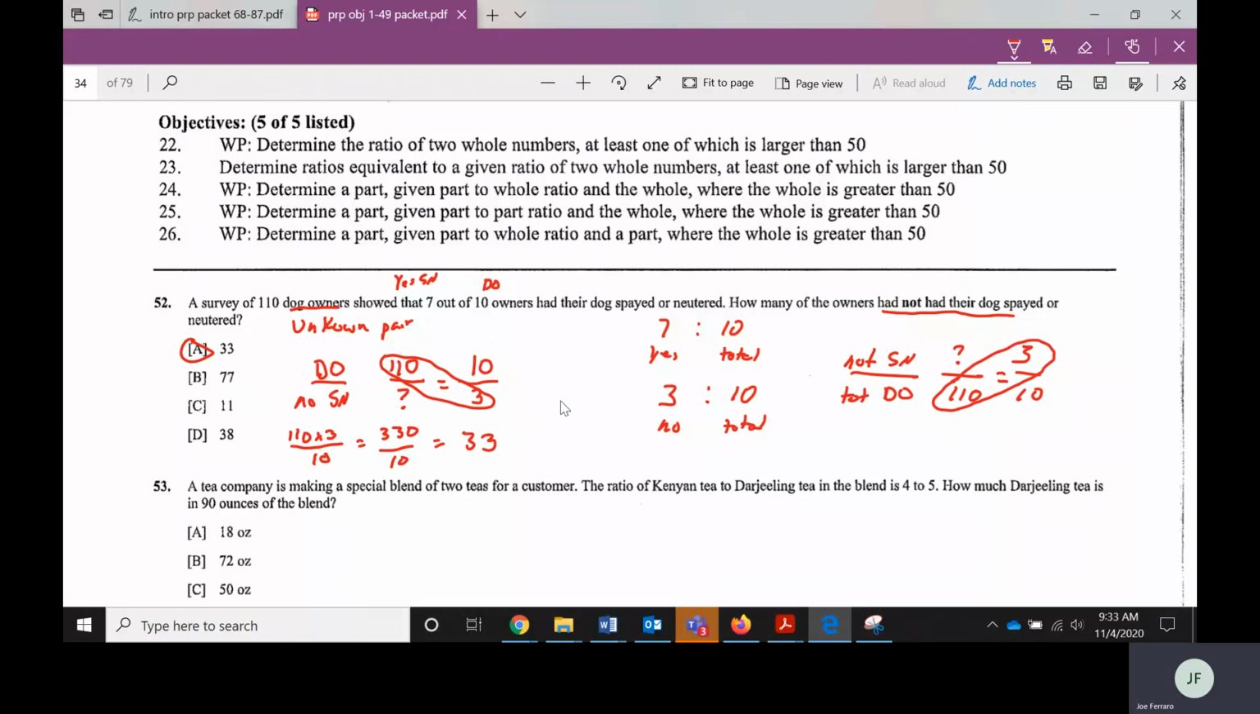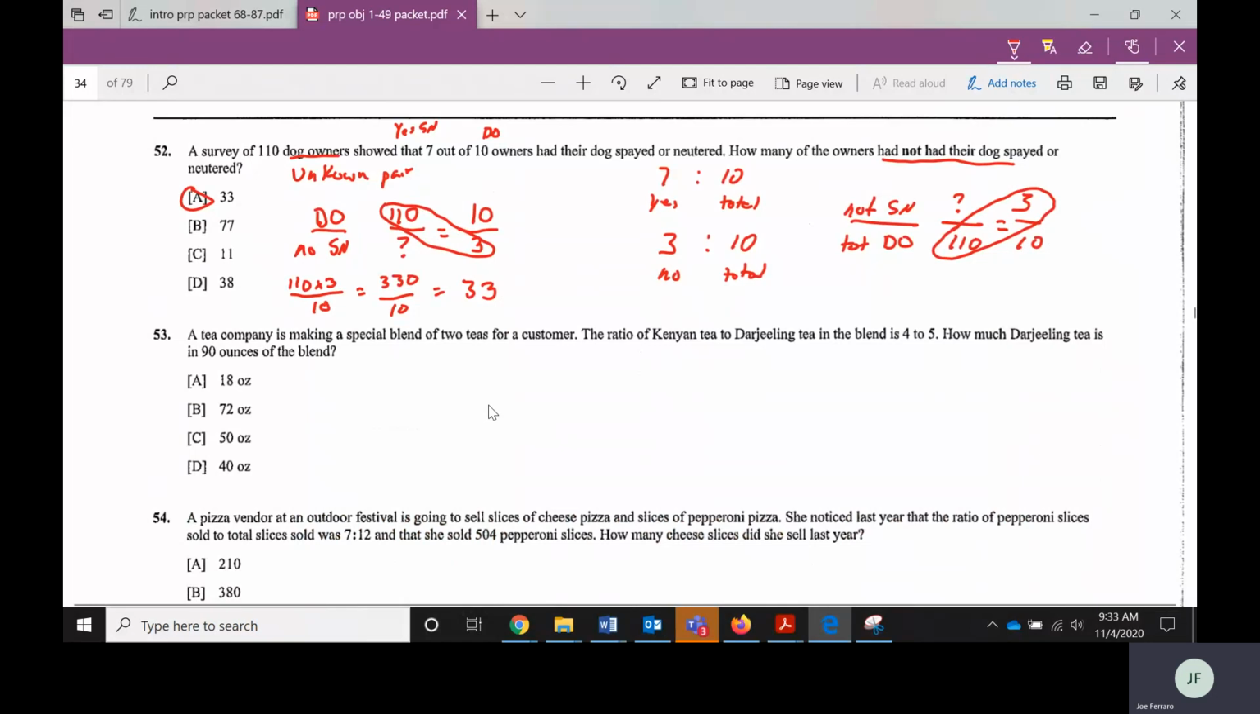Okay, so let's keep doing a couple different problems. Some of them will be similar, some of them will have a couple little differences in them. So I want to go over a few here just to make sure we cover all types. 53, a tea company is making a special blend of 2 teas for the customer. The ratio of Kenyan tea to Darjeeling tea is a blend of 4 to 5. So 4 to 5, that would be the known pair.